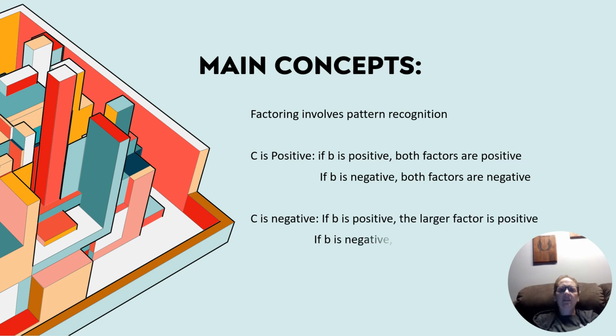Then the opposite is if c is negative. If b is positive, in this case the bigger of the two factors is positive, because when you add a big positive number to a smaller negative number, you get a positive number. And if b is negative, the larger factor is the negative factor. So that's basically the pattern that you have to know. You have to memorize it. There is no easy way to just do it. You just have to know the pattern. So let's go into the examples.